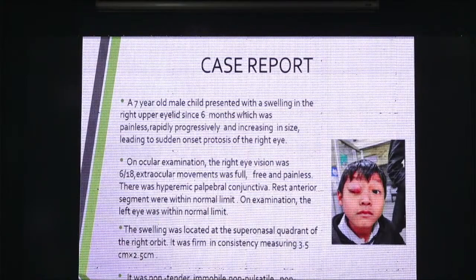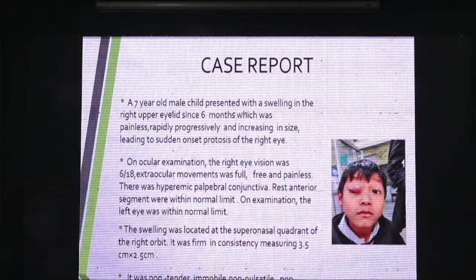On ocular examination, the right eye vision was 6/18, extraocular movements were full, free, and painless. However, there was hyperemic palpable conjunctiva of the right upper eyelid. Rest of the anterior segment was within normal limits. On examination, the left eye was completely normal.